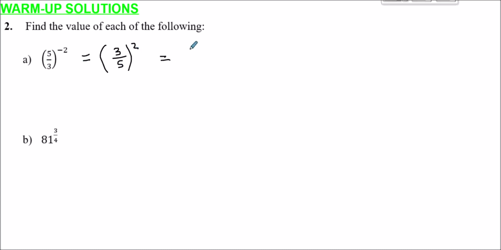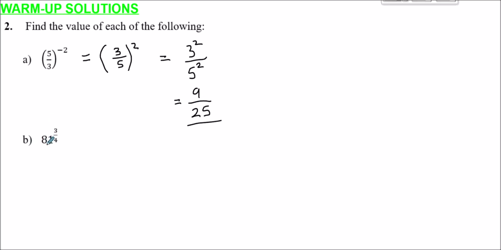Okay, now we can square the top and square the bottom separately. So 3 squared becomes 9, and 5 squared is just 25. That's all there is to it. There would have been other ways to have done it. We could have done 25 over 9, then to the power minus 2, which would have been 1 over 25 over 9, then flip the fraction, would have got us this as well.